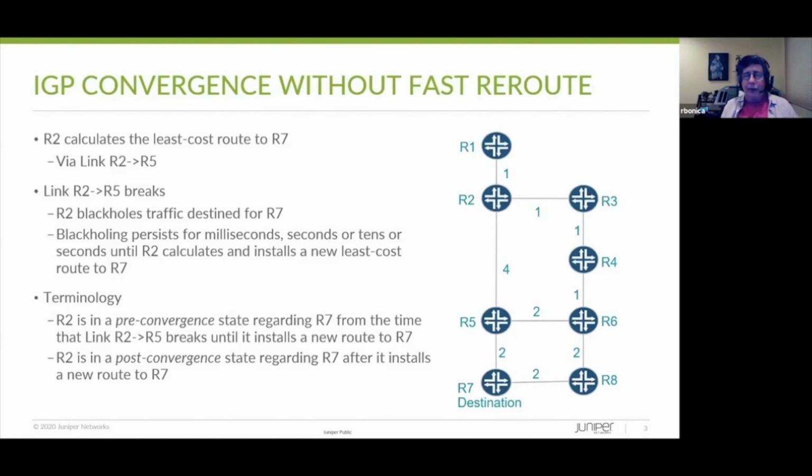Now, we need two other words in our vocabulary. One is pre-convergent state. R2 is in a pre-convergent state regarding R7 from the time R2, R5 breaks until it installs a new route to R7. So what's the pre-convergence time? It's the time between the break till the time R2 gets a new route to R7. Then there's a post-convergent state. Once that new route is installed, R2 enters a post-convergence state.